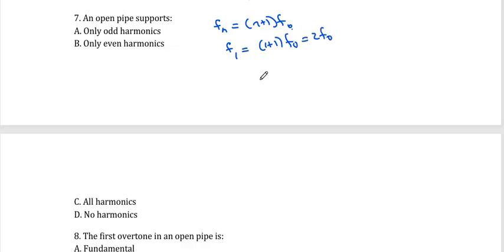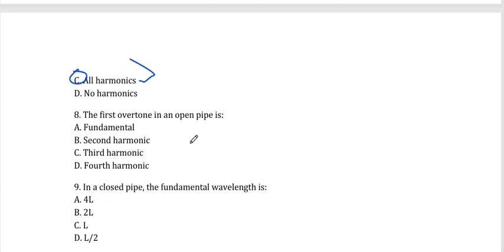What you will notice is that for the fundamental frequency F naught, the first overtone is 2 F naught. If I put n to be 2, it will be 2 plus 1, which gives 3 F naught. N to be 3, 3 plus 1, 4 F naught, and so on. So not odd numbers, not even numbers, but all harmonics. So C is the answer to this question.